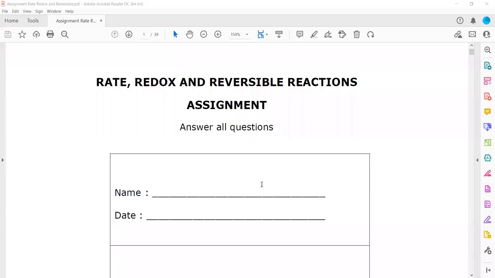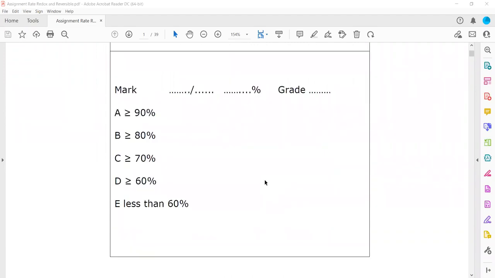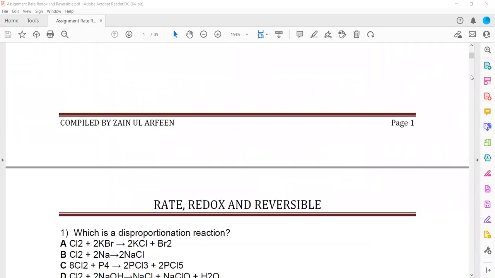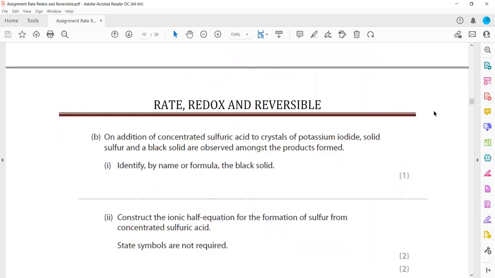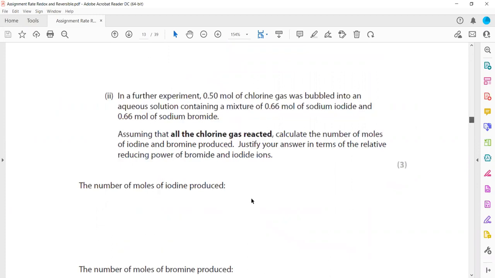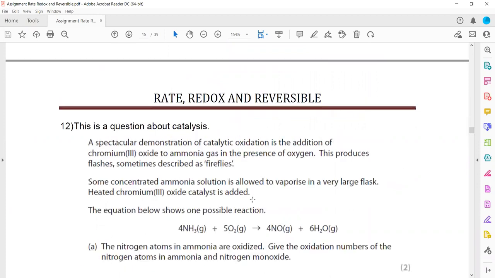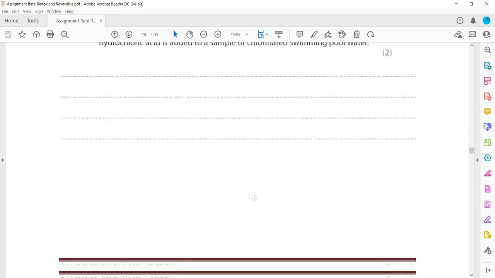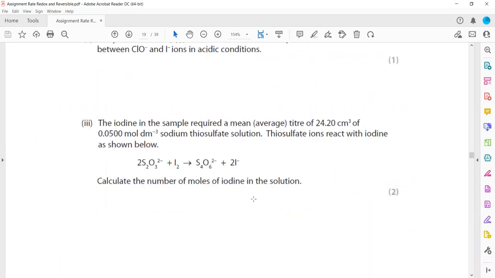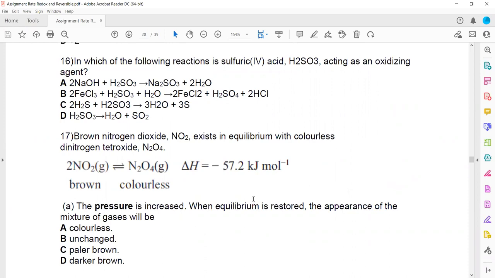So this assignment is related to rate, redox, and reversible reactions. Till question 15 already, the sessions are recorded. So I will start with question 16. This exercise assignment is related to rate, redox, and reversible reactions.